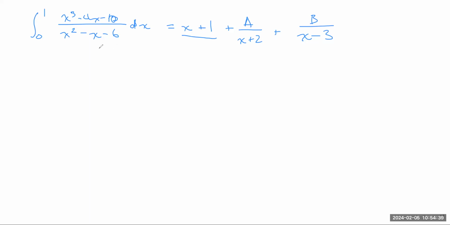So after you do the division, you get this x plus 1 as the quotient above your long division bar. And then whatever shows up in addition to that should just be a constant over x squared minus x minus 6. So you're not doing partial fraction decomposition on the original expression. You're doing partial fraction decomposition on whatever comes out of the long division. So it's the remainder option.